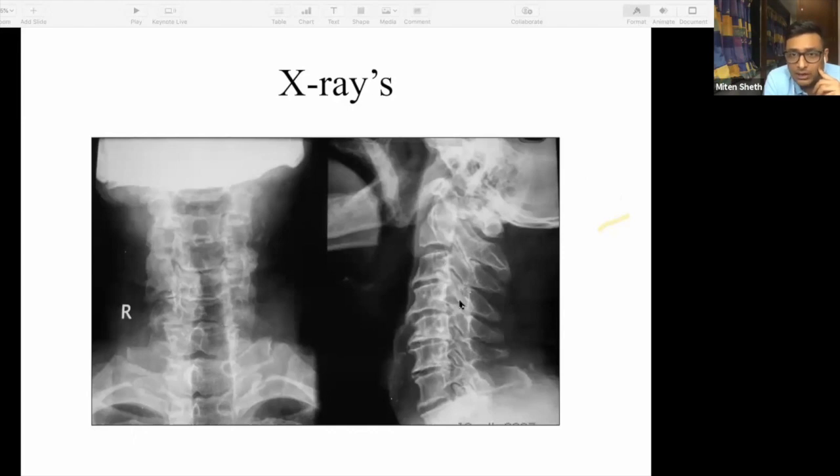The facet joints here, which are normal, here you can see them obliterated. So these are patients where you want to be careful. You want to see and assess for myelopathy signs, because there is a chance that the cord going through here might be completely pressed at these degenerative changes. So this is the only thing that is going to help you with your neck X-rays.